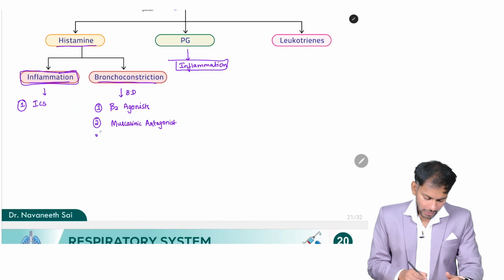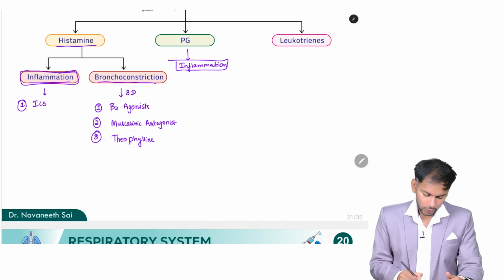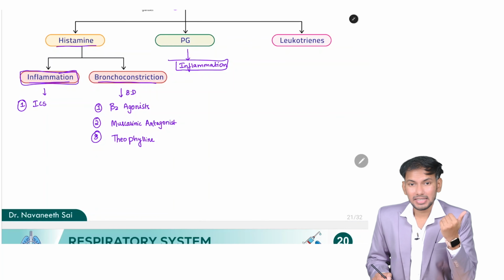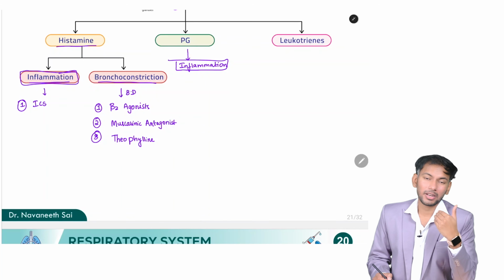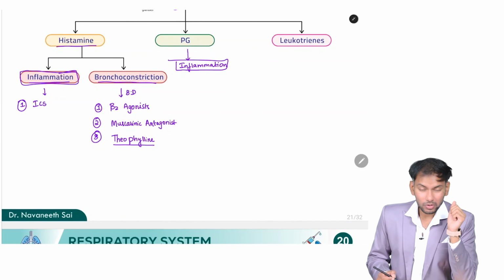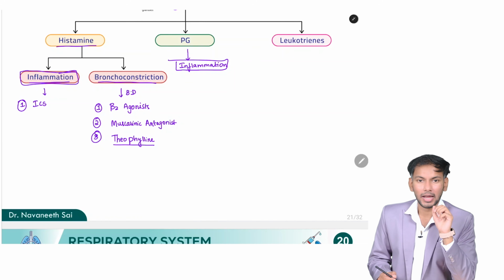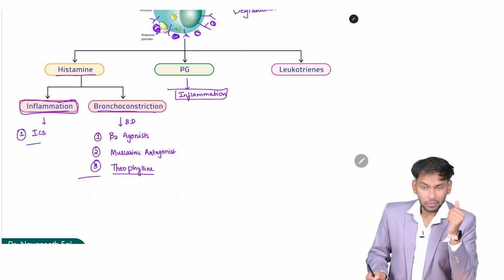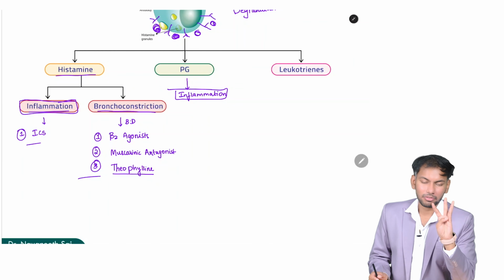Now, we also have one more drug, that is theophylline. If you remember, I told you a point about theophylline in the general pharma. Erythromycin is an enzyme inhibitor. When you give erythromycin along with theophylline, it will cause theophylline toxicity. This is what I asked you to remember. So these are the 4 classes of drug. We are finished with the 4 classes of drug for inflammation and bronchoconstriction.